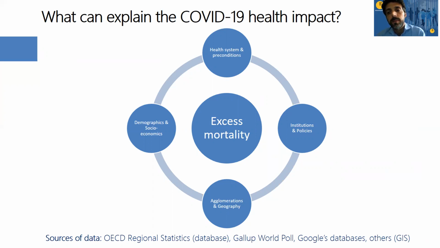We have shown characteristics in terms of health system and preconditions in terms of morbidity and environmental aspects, but we have also considered other specific aspects related to demographics and socioeconomics, for example, the share of elderly population or the income in a region. We also have information about institutions and policies. For example, we have proxies of quality of government, measured in terms of trust in the national and local governments, and the extent to which the mobility of people was reduced due to curfew and confinement measures. And then we have, of course, geographical settlement information, such as population density and type of settlement patterns in the regions.